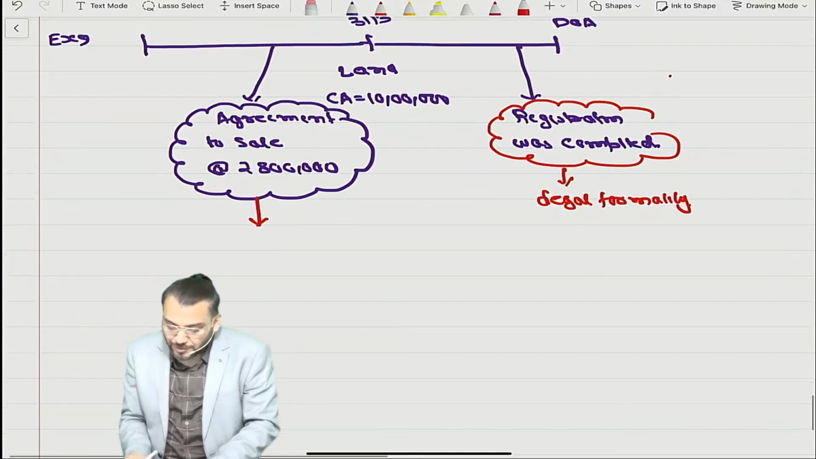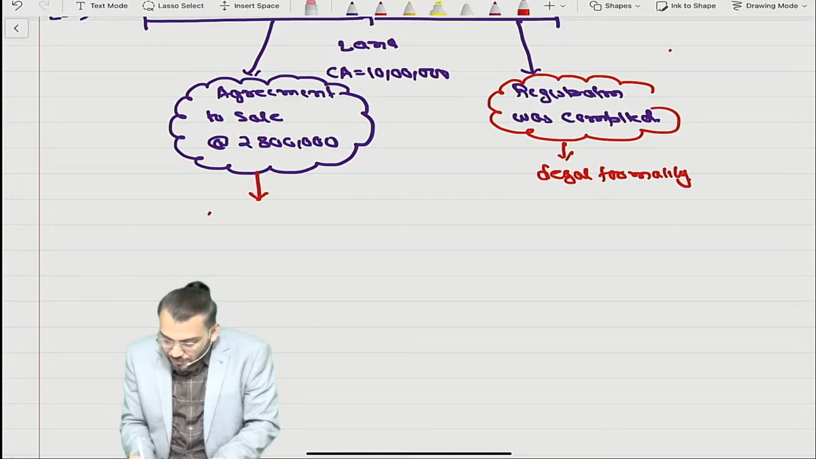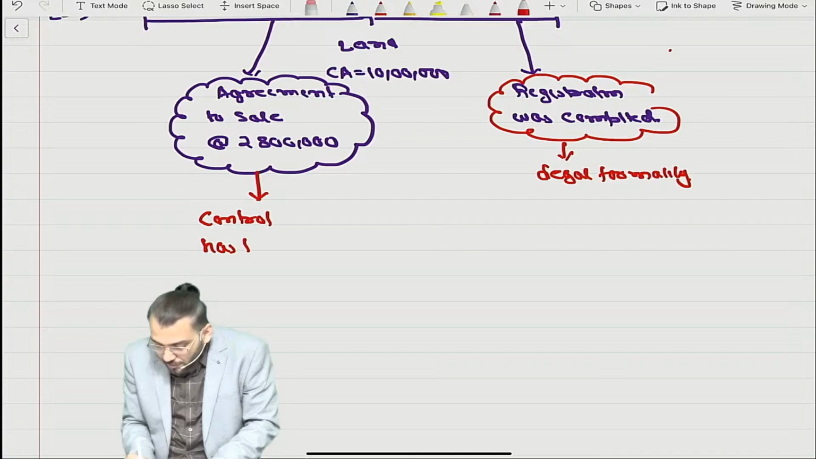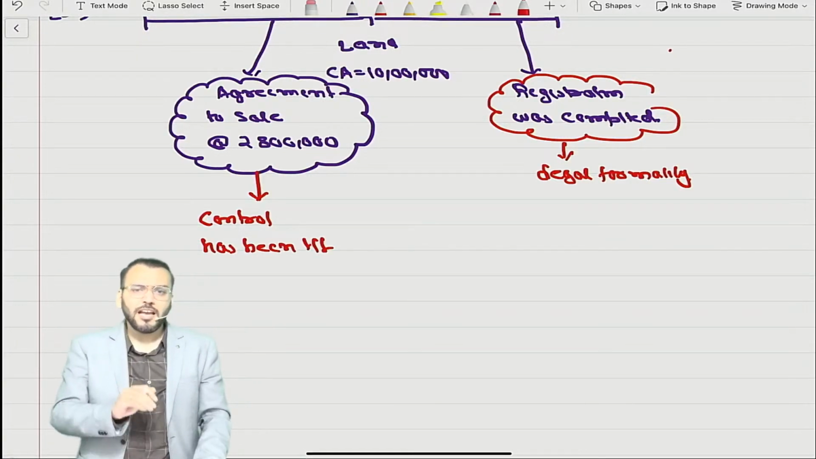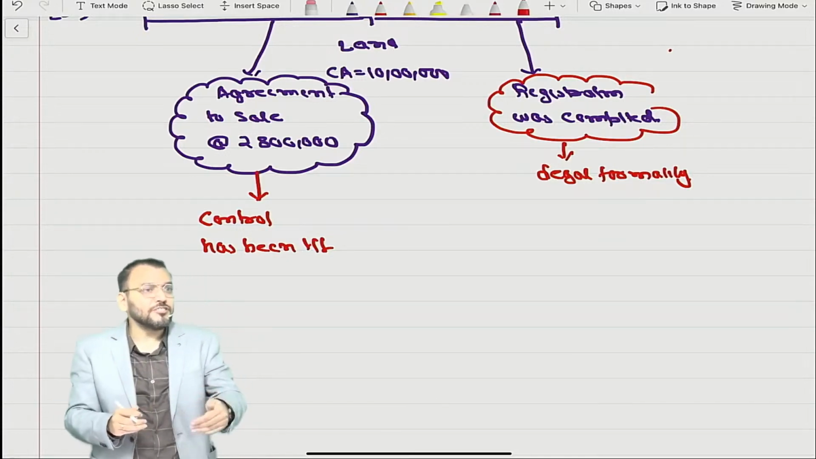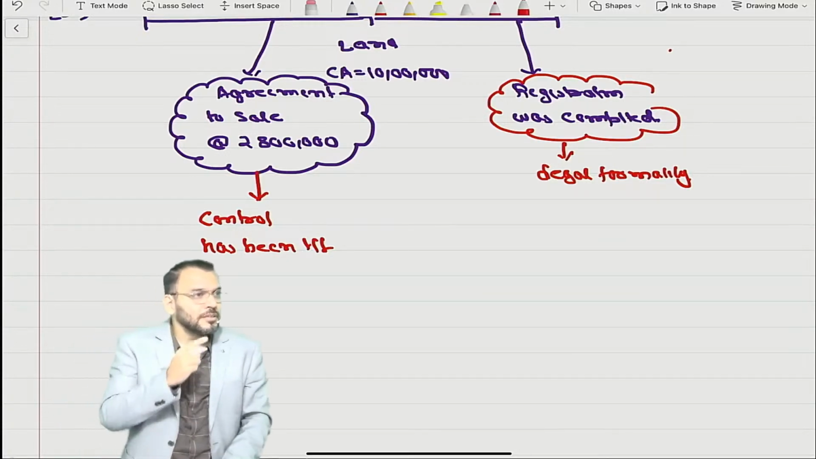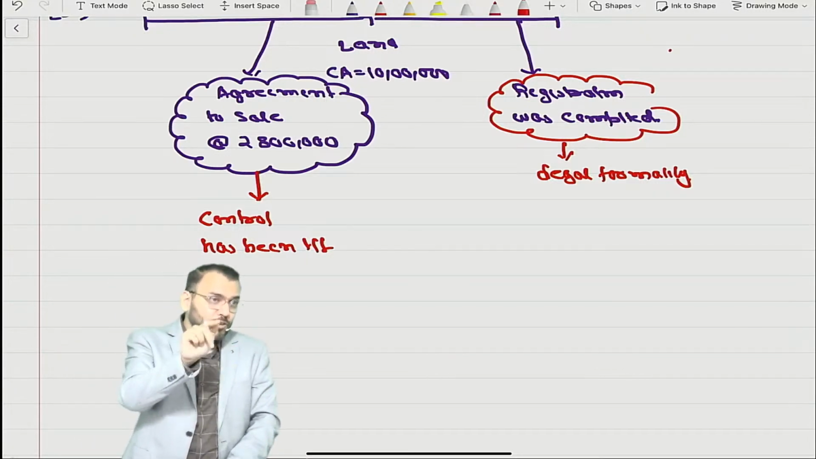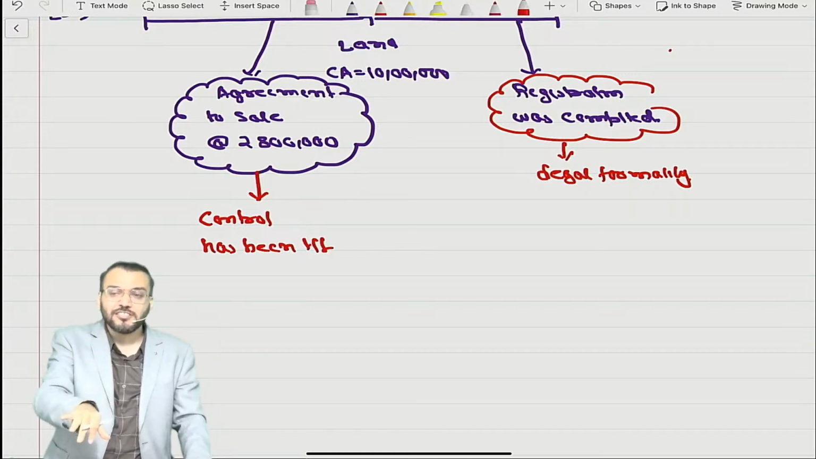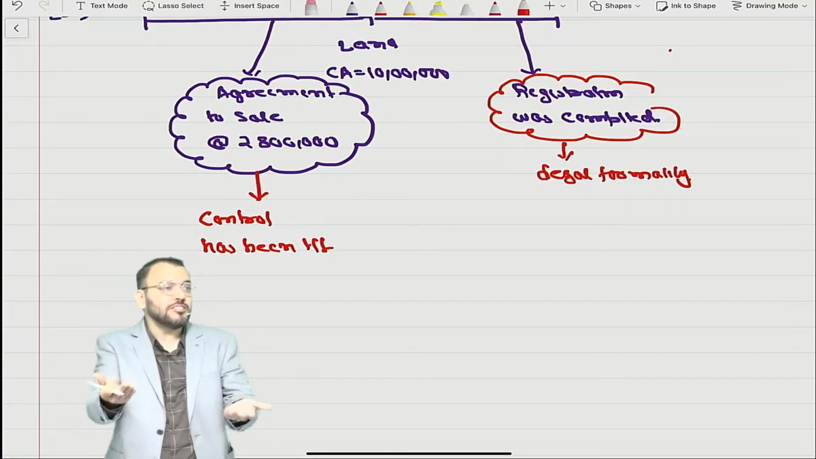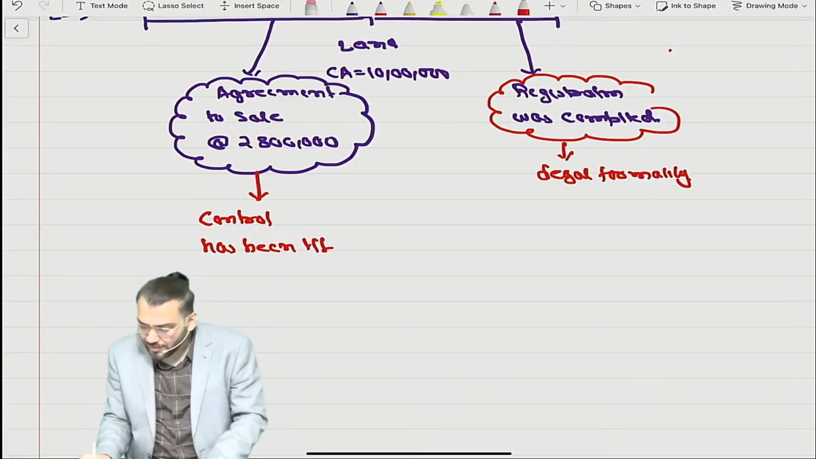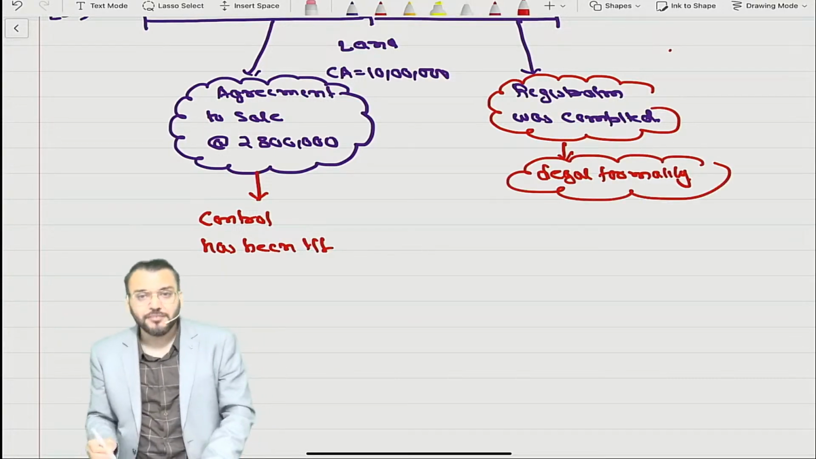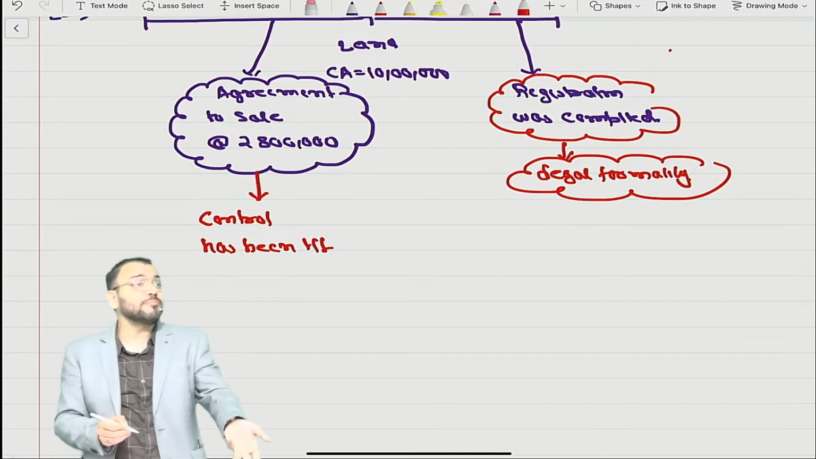When the agreement has been done, can I say control has been transferred? Control has been transferred. And once the control has been transferred, that asset is not under our control. Now, if you have read AS 10 or will do Ind AS 16, Ind AS 16 says that PPE will be de-recognized when control is transferred. And can you see this is only a legal formality that should not be given importance.